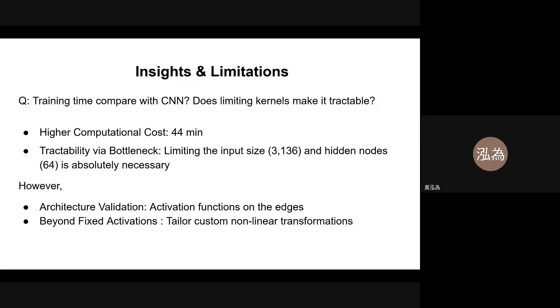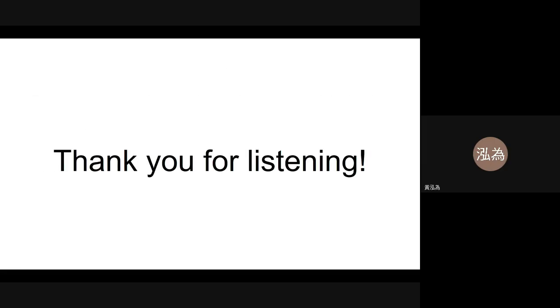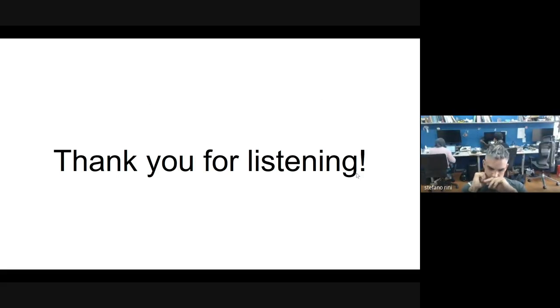To make this problem tractable, we had to create a bottleneck, limiting the size to 3,136 and hidden nodes to 64, which was absolutely necessary. However, our key insight is very positive. This experiment proves that placing activation functions on the edges works perfectly. It breaks the rules of fixed activations, allowing the model to tailor custom nonlinear transformations for the data. And that's our presentation. Very good. Nice.